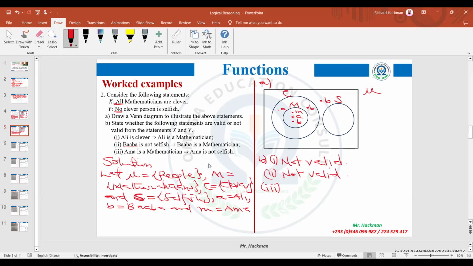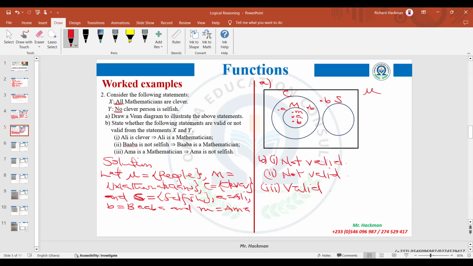No, because the statement here is AMA is not selfish. So the counter will be AMA is selfish. You get it? The counter will always negate the statement. So if I'm able to get AMA who is selfish, then it means I've been able to counter. I don't have any M inside what? S. So my only M here is outside S. So in this case, the statement is valid.